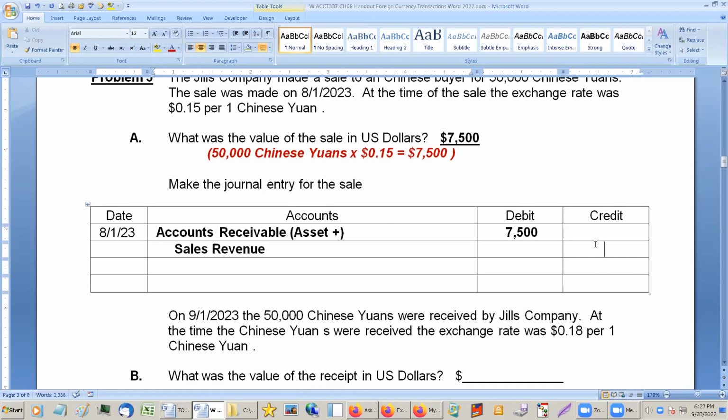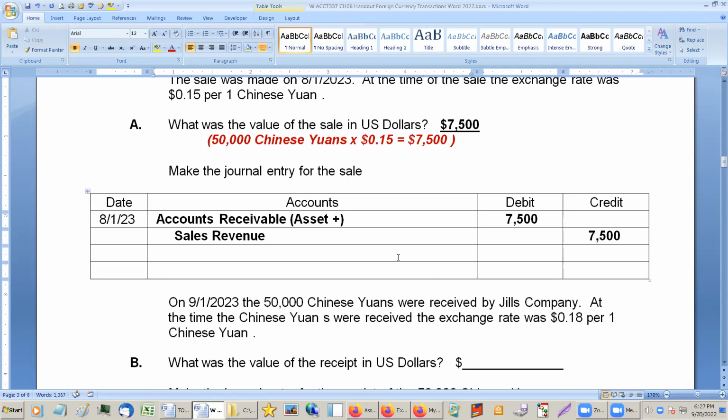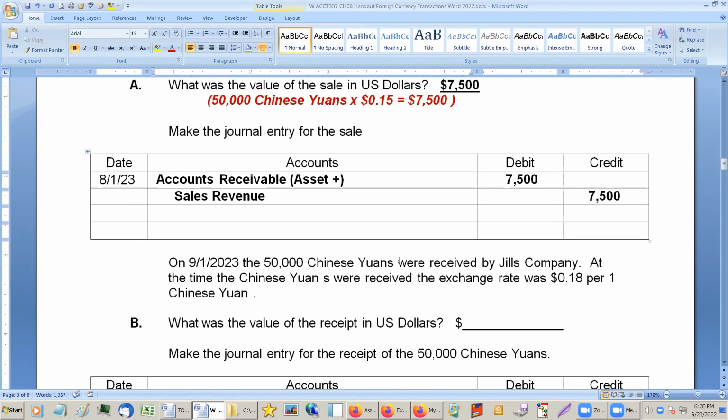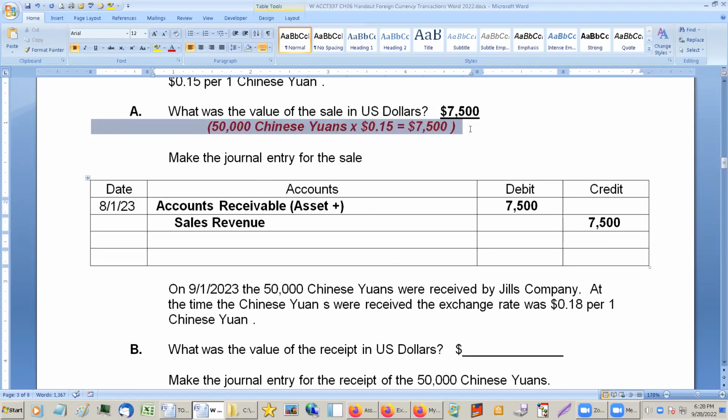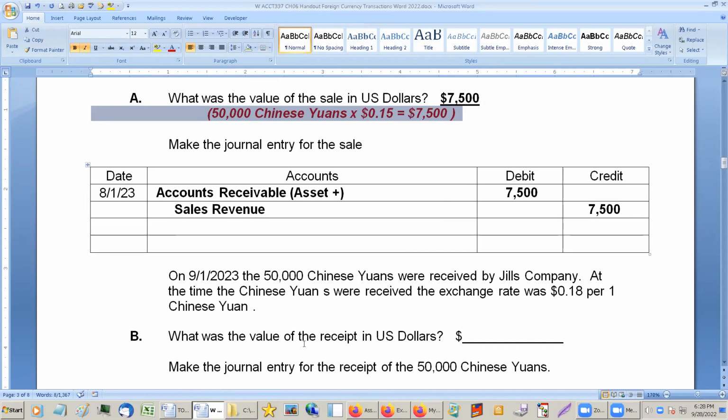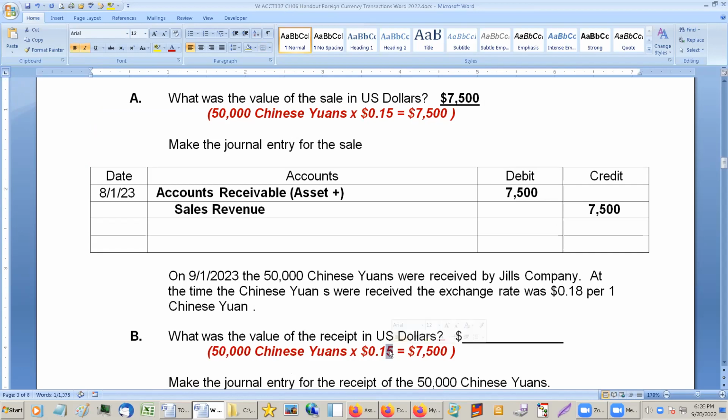By the way, I put sales revenue. You can put one or the other if you wanted. They're exactly the same thing. I think that should be.